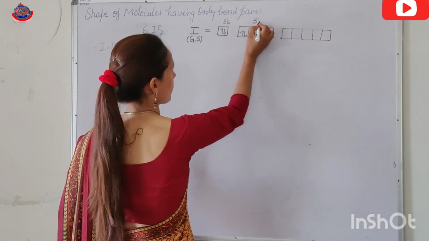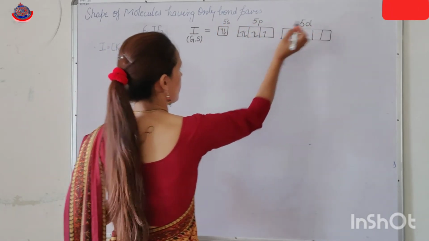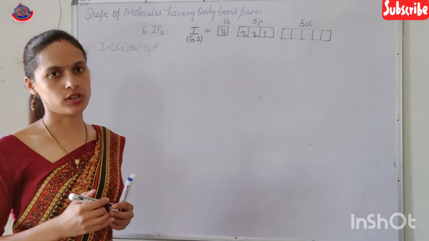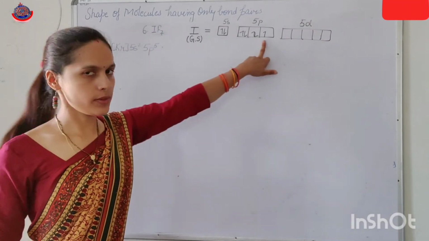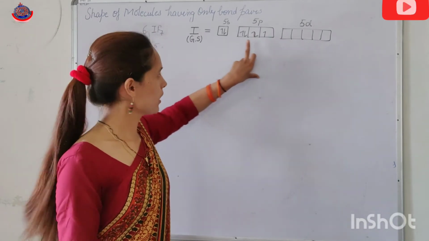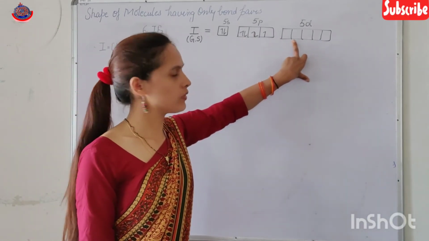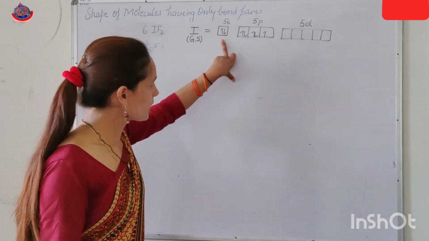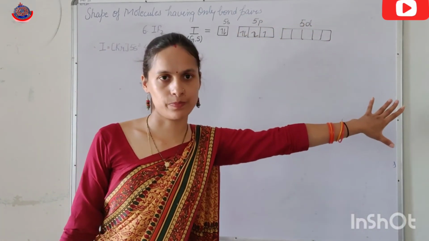Now how many half-filled orbitals do I want? 7. I have only one. When one electron will move here, I get 3. When this electron will also move, I get 5. And when this electron will move, I get 7.